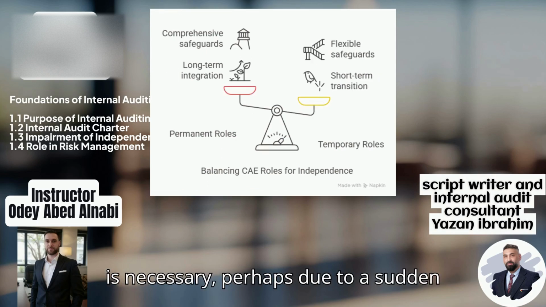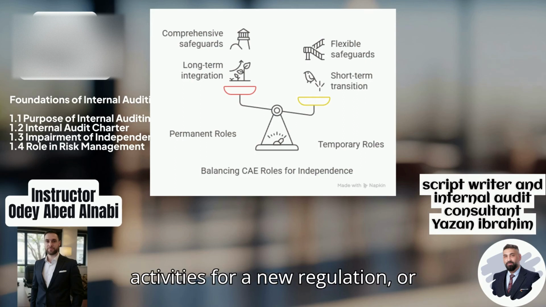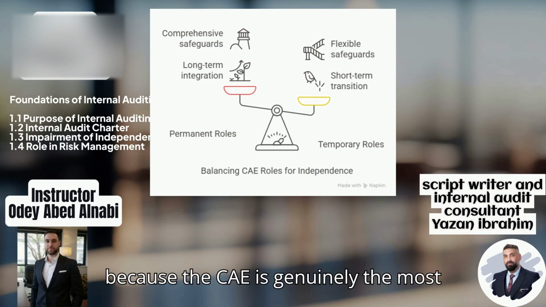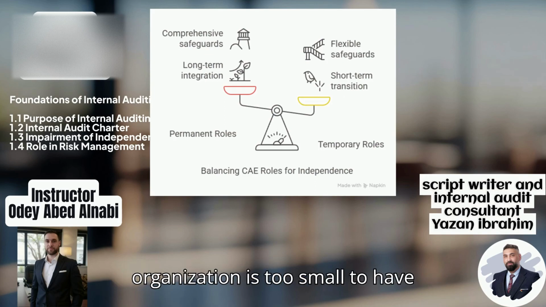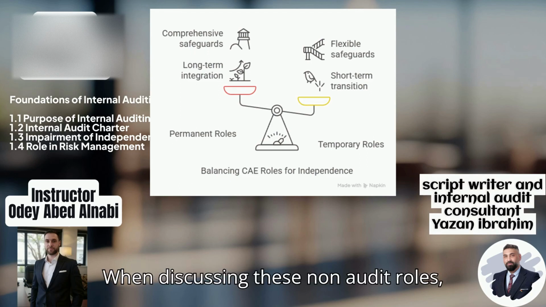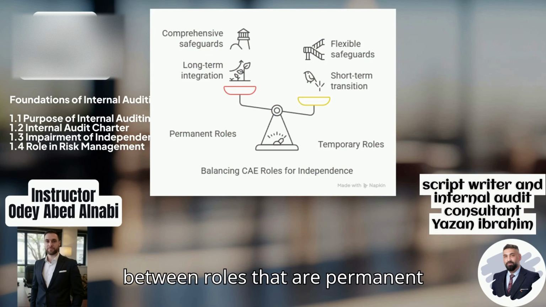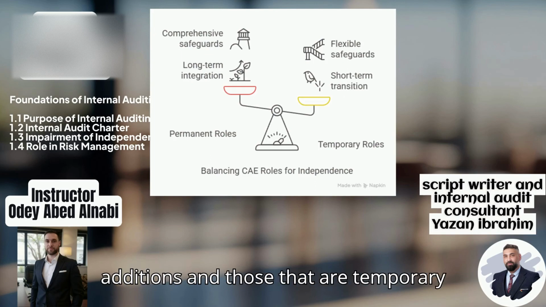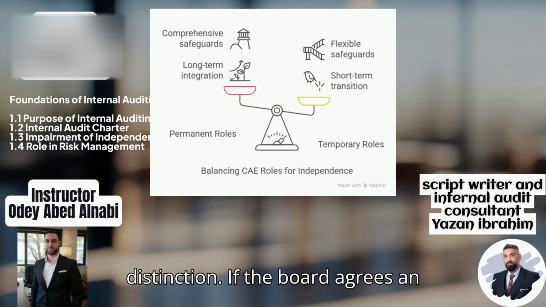Sometimes this is necessary, perhaps due to a sudden need, like developing risk management activities for a new regulation, or because the CAE is genuinely the most qualified person, or simply because the organization is too small to have separate functions like compliance. When discussing these non-audit roles, the CAE needs to clearly differentiate between roles that are permanent additions and those that are temporary and intended to be handed over to management eventually. Appropriate safeguards will differ depending on this distinction.